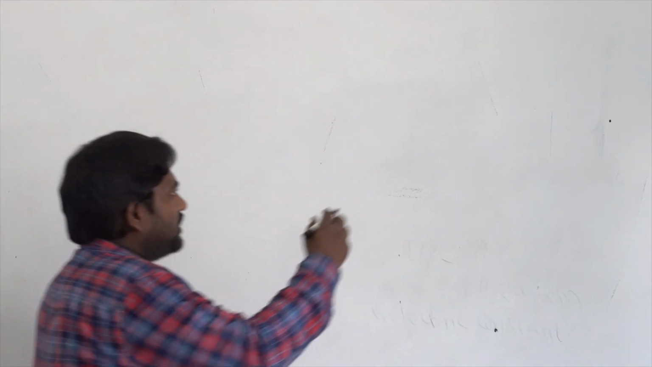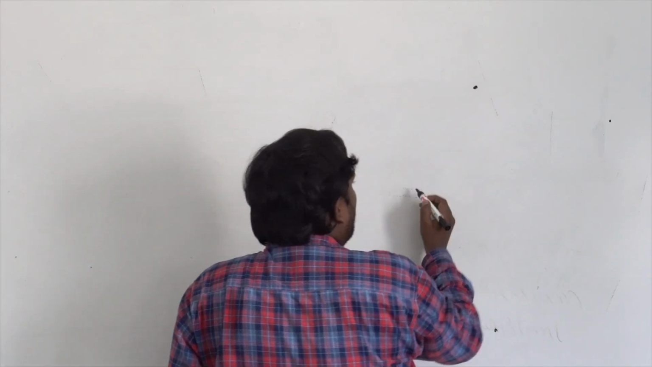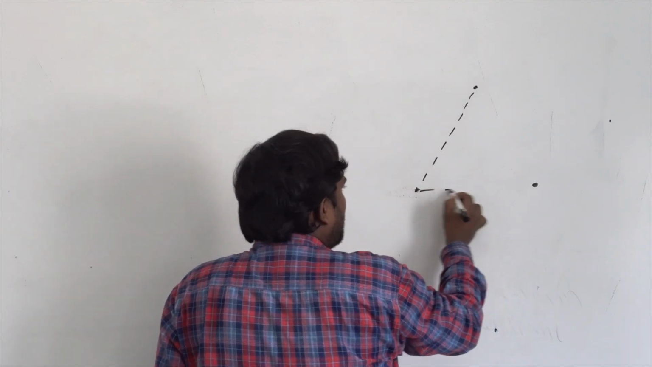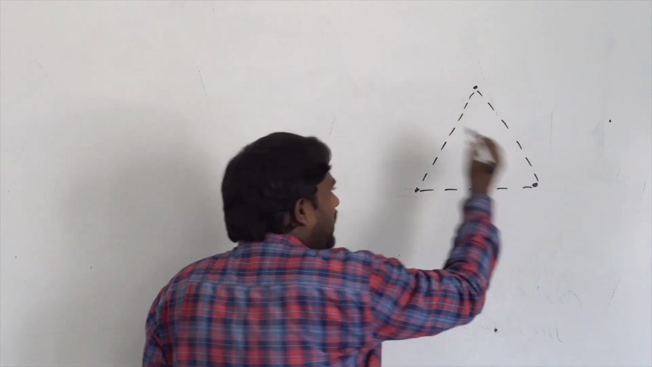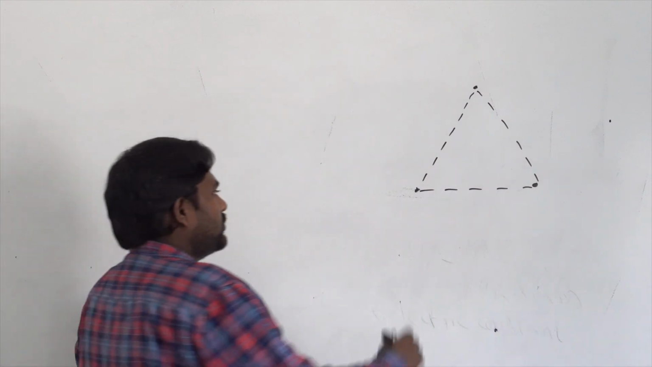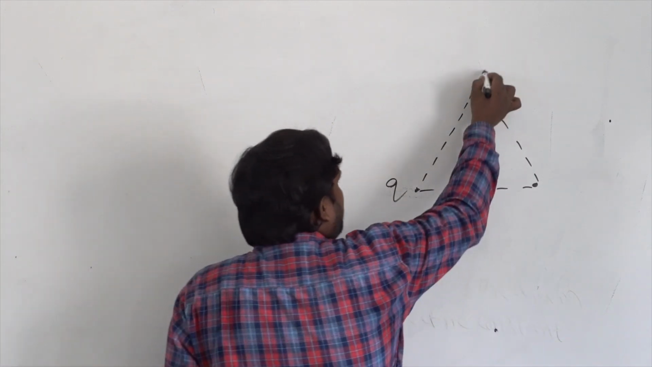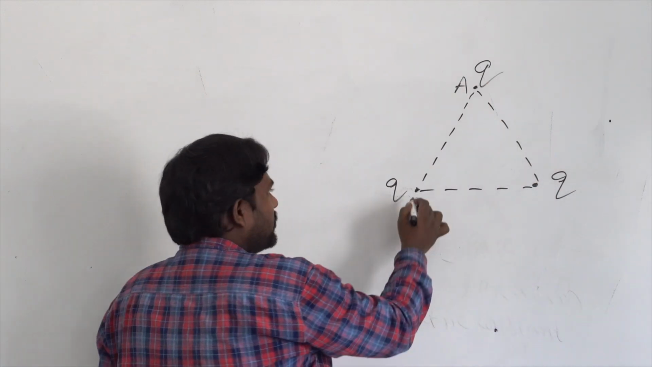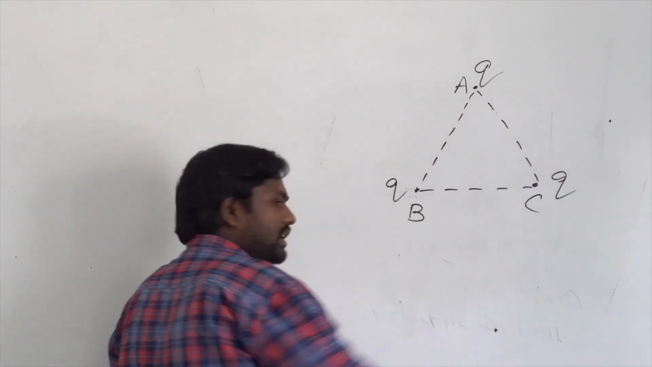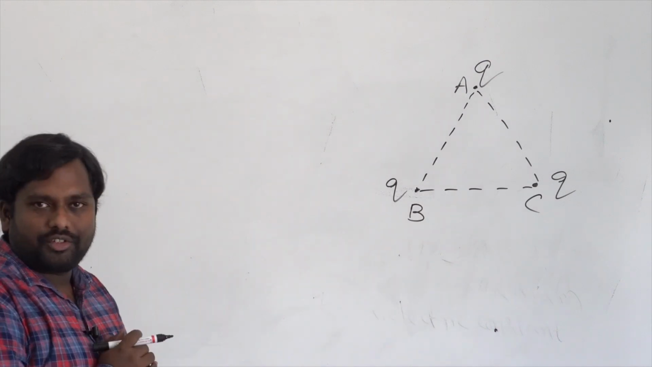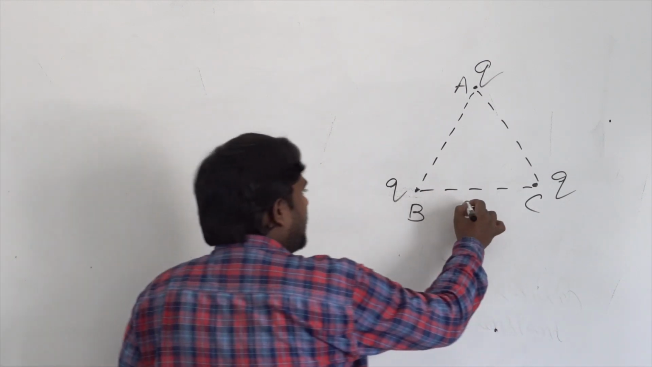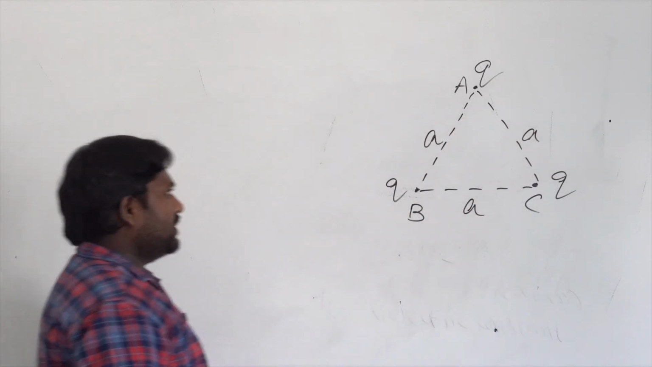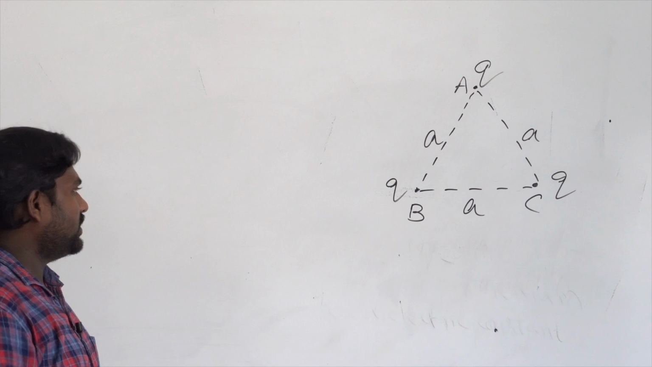Let us say that there are 3 point charges of charge q each. They are placed at the vertices of an equilateral triangle. So the charge of each particle is taken as q. Let us call this particle A, this is B, this is C. These 3 particles are at rest. The side of this triangle is A. As it is an equilateral triangle, each side has length A.